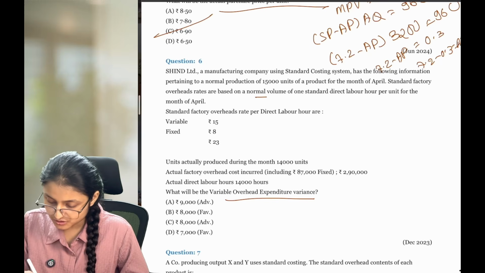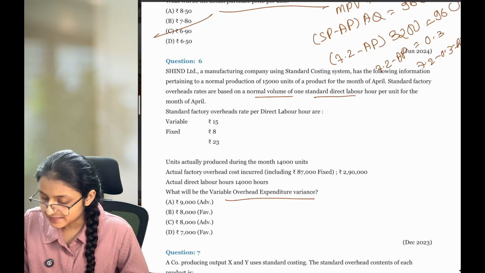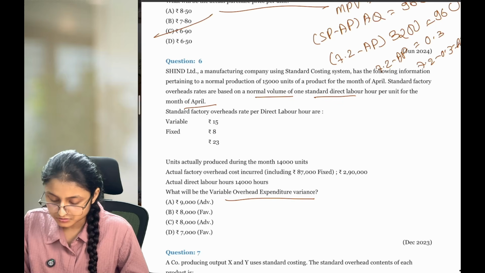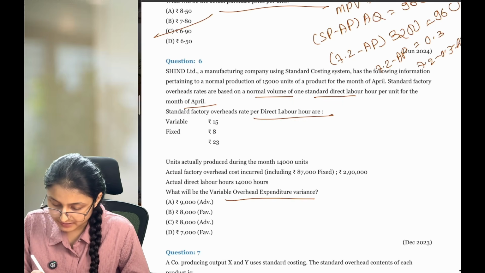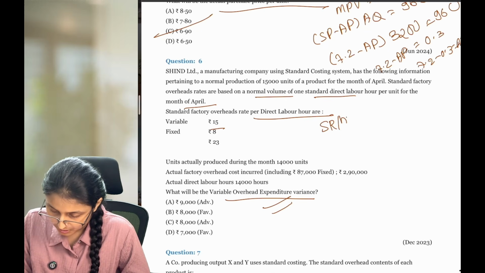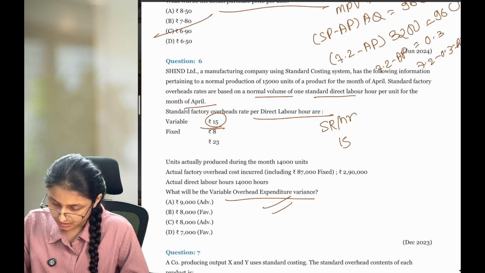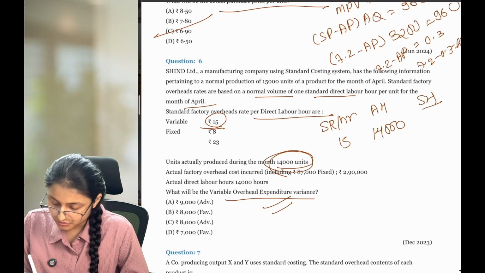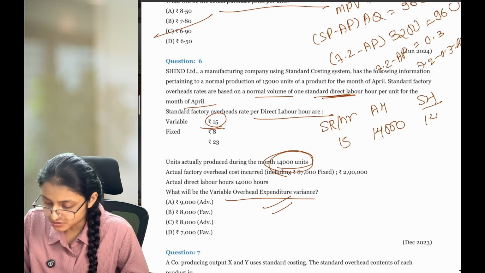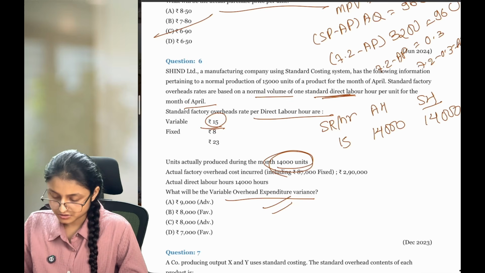Standard overhead rate are based on normal units. One standard direct labor hour per unit for the month of April is required. And with that they are also providing us the standard rate applicable for direct labor hour. We want only for variable overhead, hence I'm going to take standard rate per hour of variable overhead. Then the actual hours, which is 14,000, and the standard hours. So 14,000 units are produced and 1 hour is required for every unit. So 14,000 is your standard hours also.